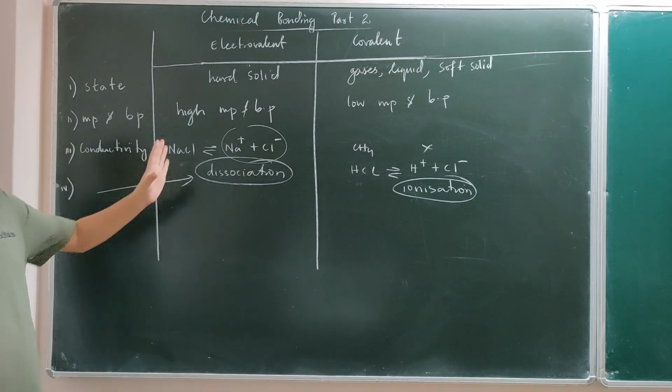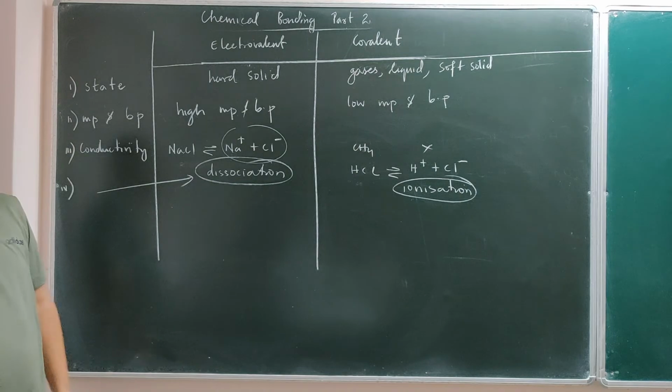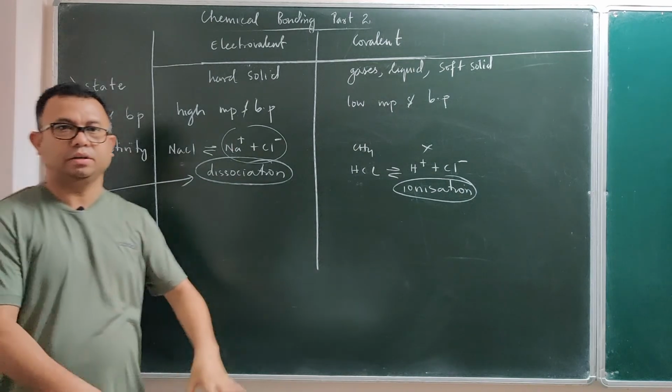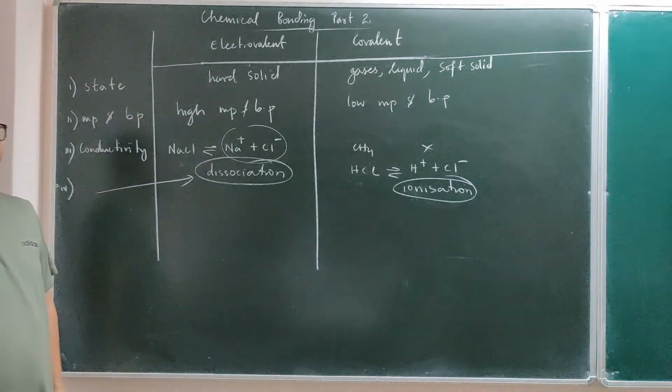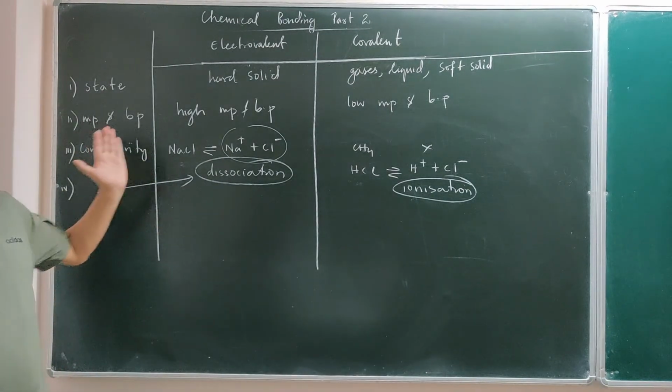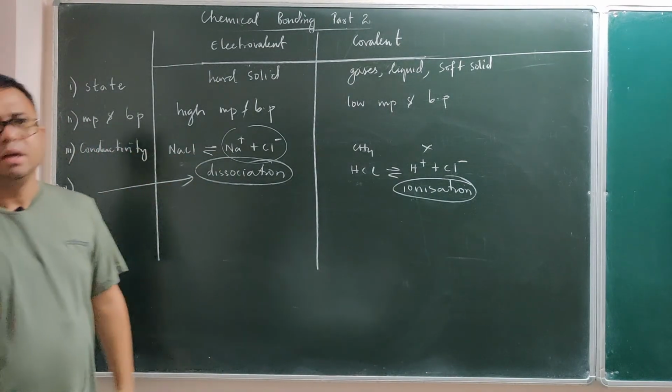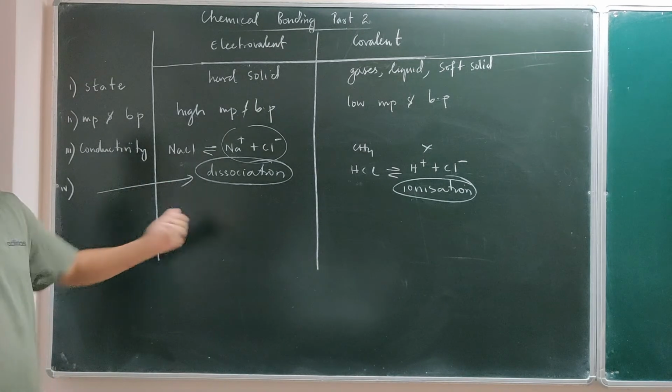The differences between electrovalent and covalent compounds are many. If possible, I'll put it down in the description, one link, a PDF file. You can download it and read the differences. Here I have discussed it in the form of properties. But if you want, you can also take these 4 as the differences between the two.